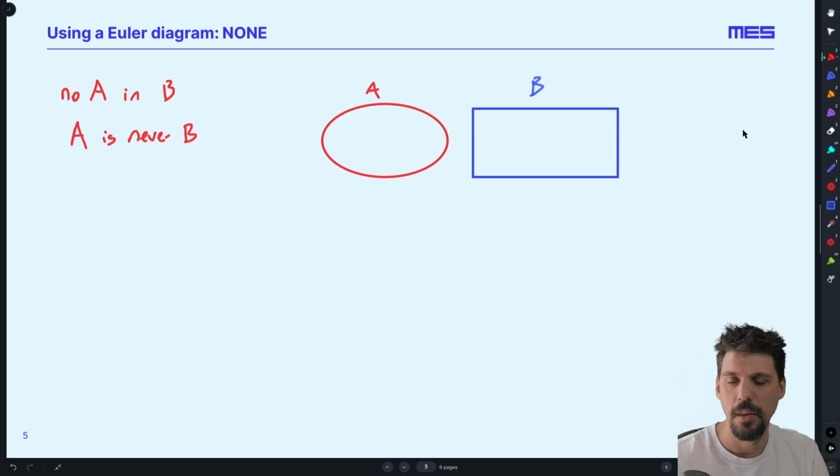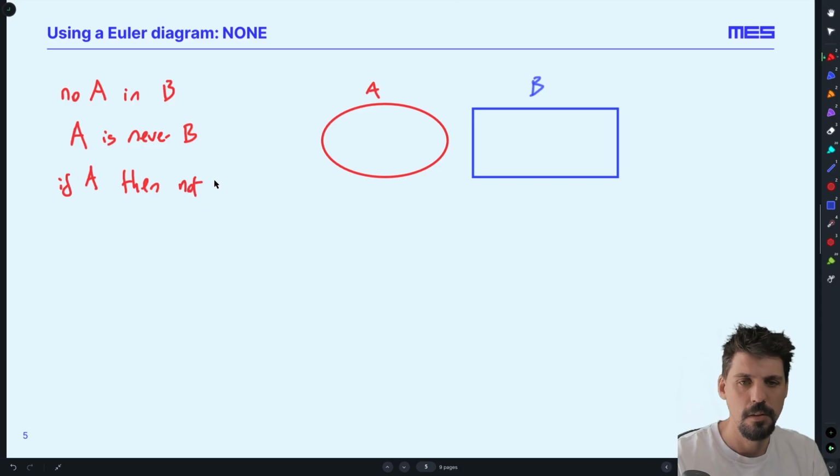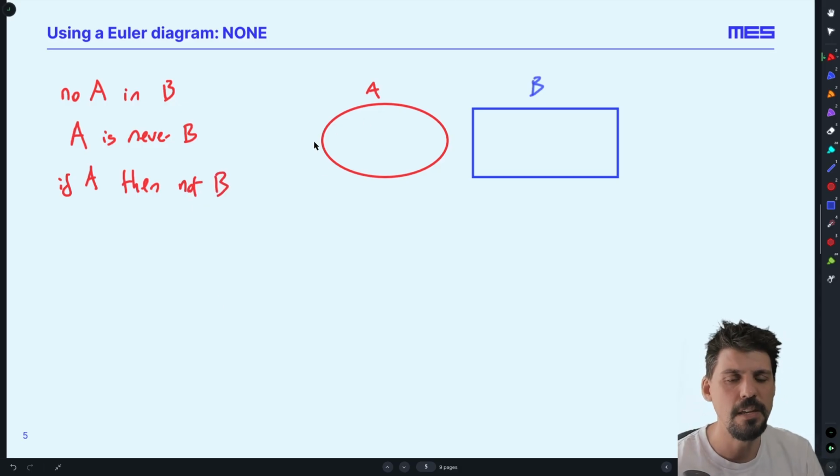Okay? We could have this as an if statement. If A, then not B. If A is true, then automatically not B is true. Okay? And where we start negating, we can get some interesting things.